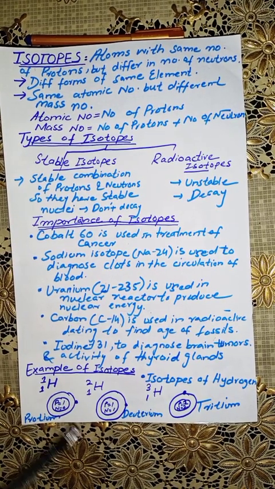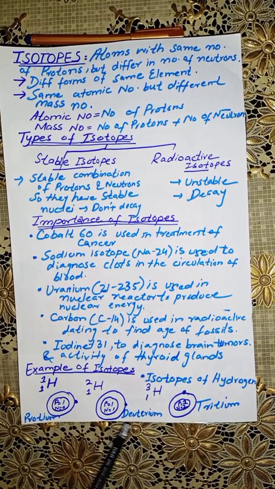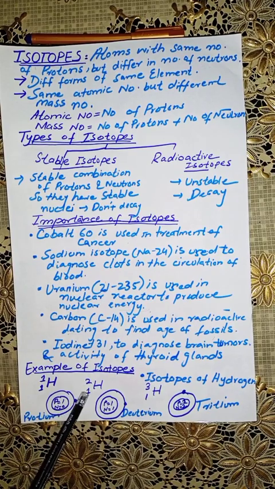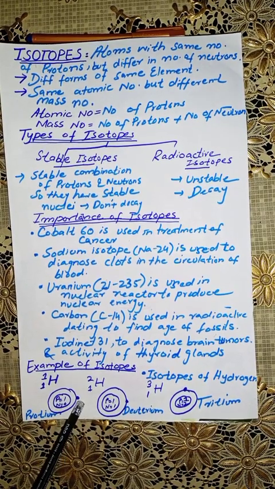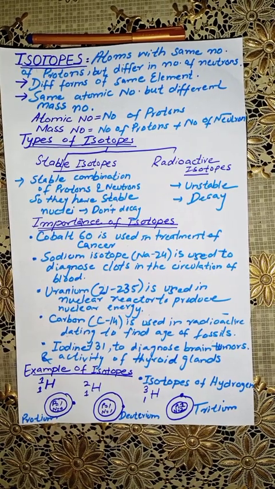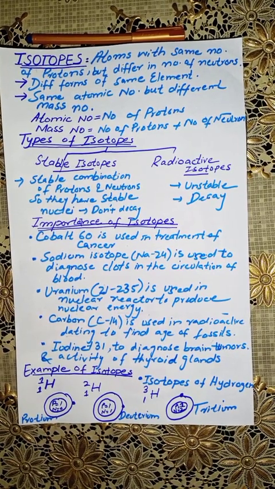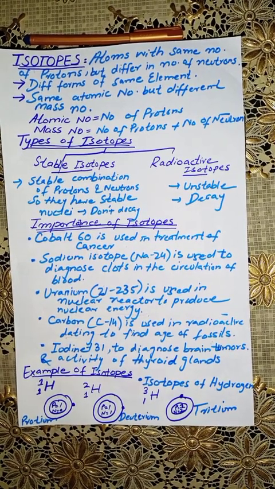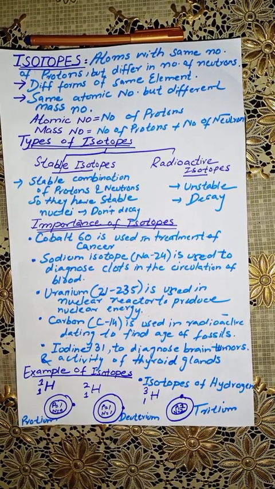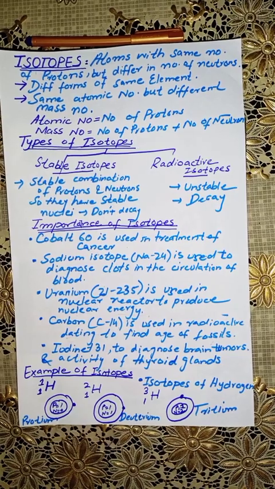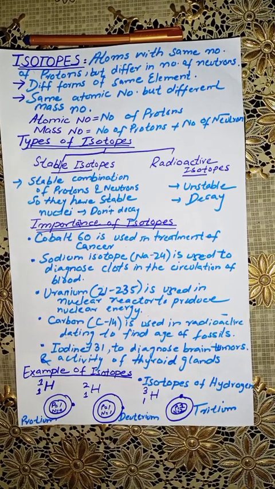The next isotope of hydrogen is deuterium. The deuterium symbol is H with mass number 2 and atomic number 1. It has one proton and one electron, while it has one neutron, because 2 minus 1 is equal to 1. As we know, the number of neutrons is calculated by subtracting the atomic number from the mass number. So it has one neutron, one proton and one electron.